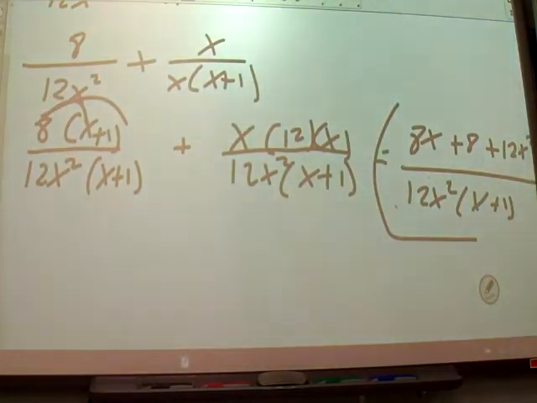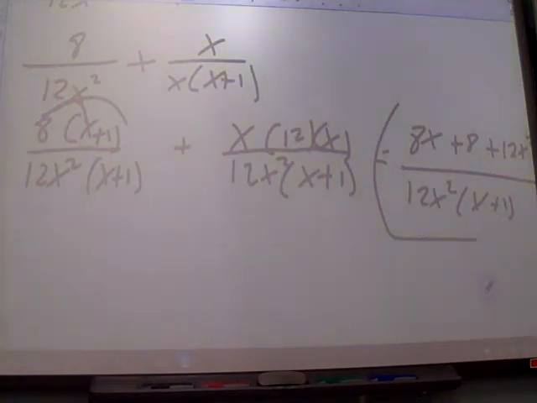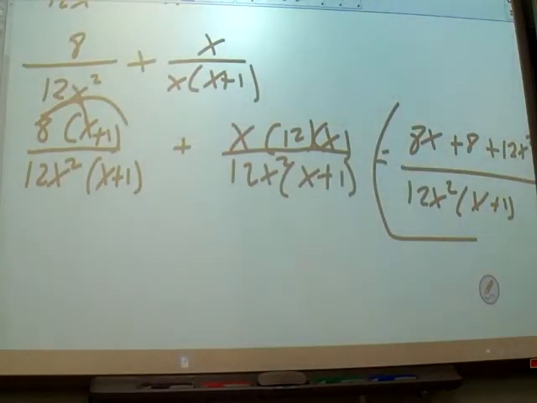We got 12x squared on top and bottom. But the one on top's part of a trinomial, isn't it? Yes. Good thinking. Good thinking.